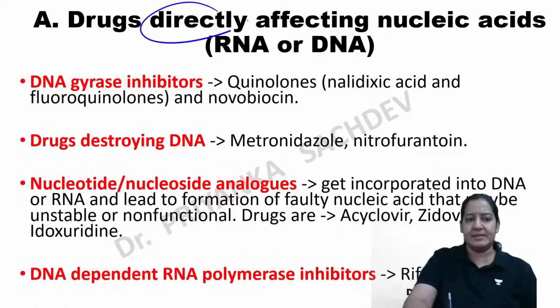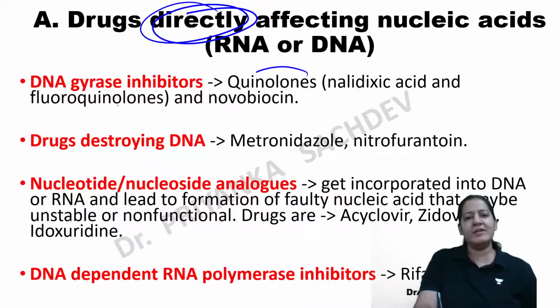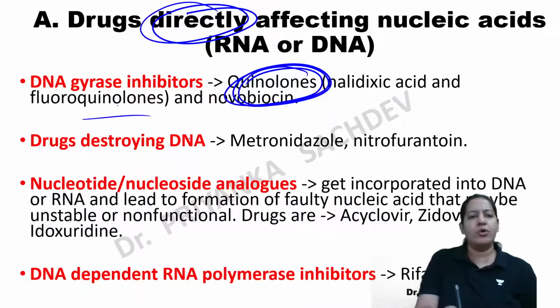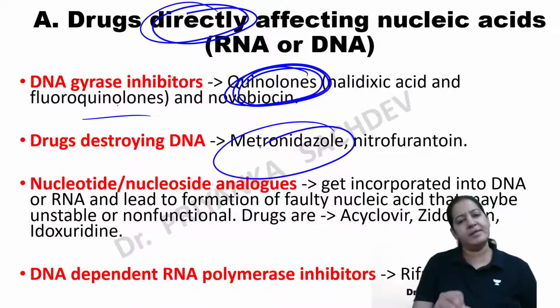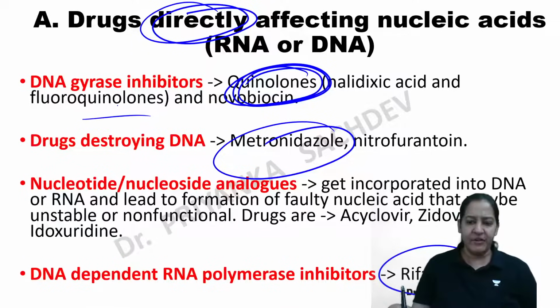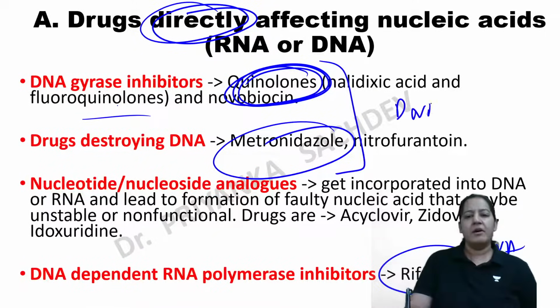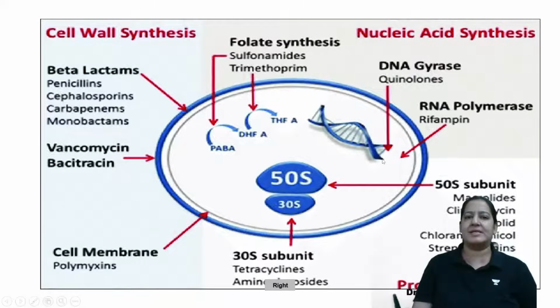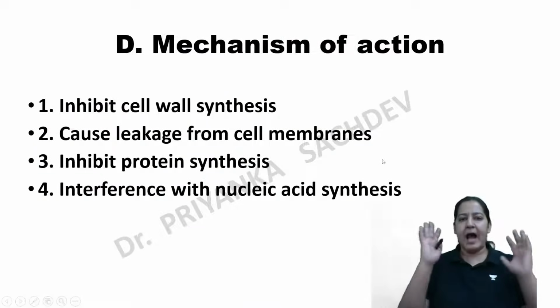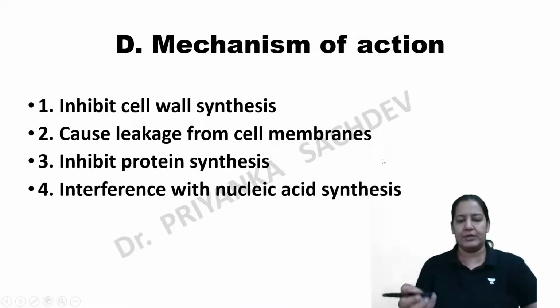If I say direct inhibitors, the best example is quinolones, right? All quinolones, fluoroquinolones, all of them are direct inhibitors, right? Metronidazole is a direct inhibitor, right? So these, and rifampicin. Rifampicin is a direct inhibitor of RNA, and these are direct inhibitors of DNA. Right, so DNA and RNA. If I talk about indirect inhibitors, sulfonamide and trimethoprim are the best examples. I am summarizing. Everyone look at the screen.